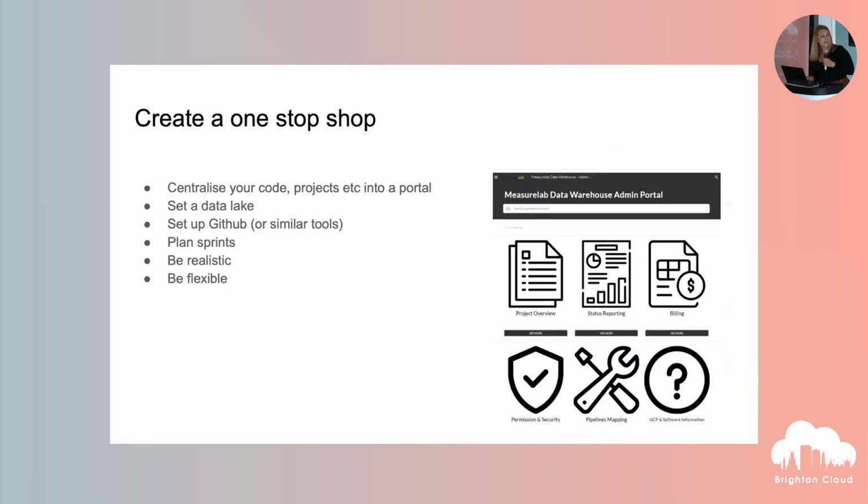The other element is actually creating a one-stop shop. So this is actually away from any code. At MeasureLab, we actually created an admin portal, which was a simple Google site with lots of links, but it had everything in it. So it meant that both the developers, analysts, or even product users can go in and see where data's from, and also find out what it actually means as well. So automated data dictionaries, lots of tools like that can sit within a Google site, and it means it's highly accessible, because if the data is not accessible, no one's going to use it, and it is just going to be a pointless exercise. Likewise, also being realistic about what you can achieve with your warehousing, and also being flexible.